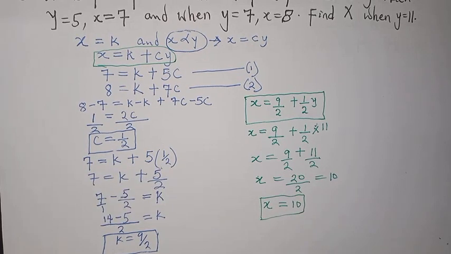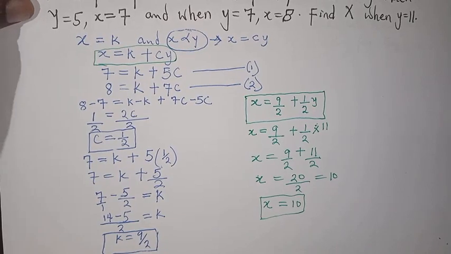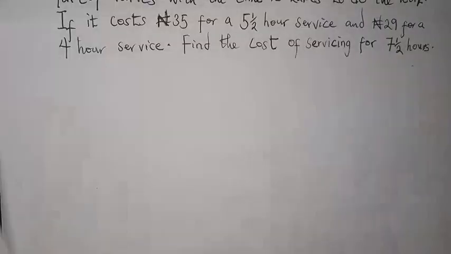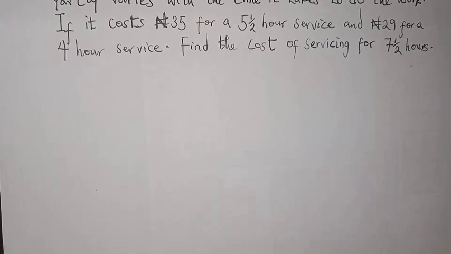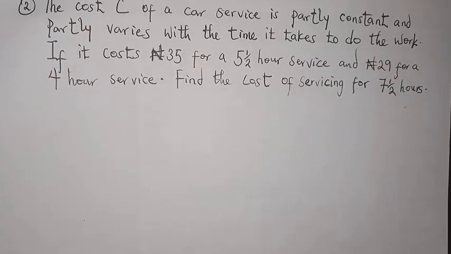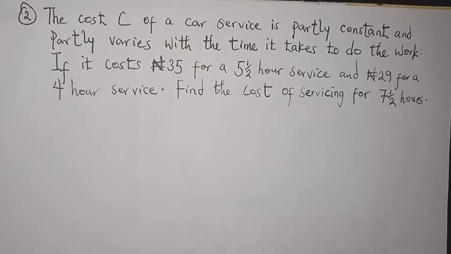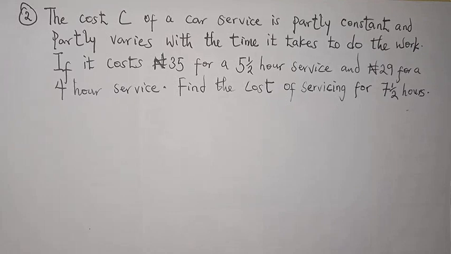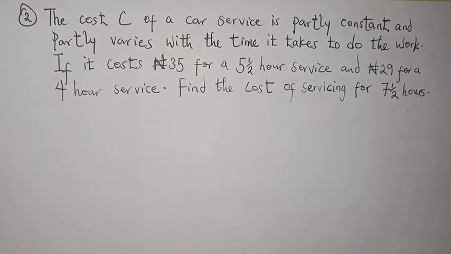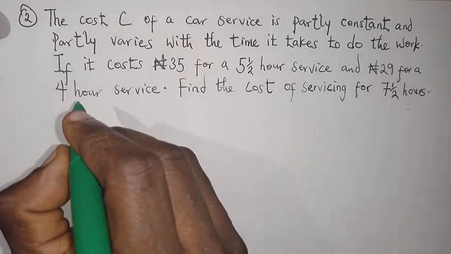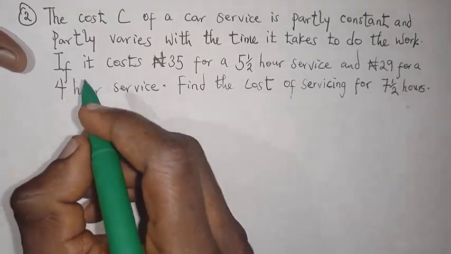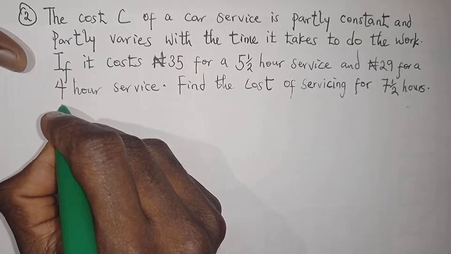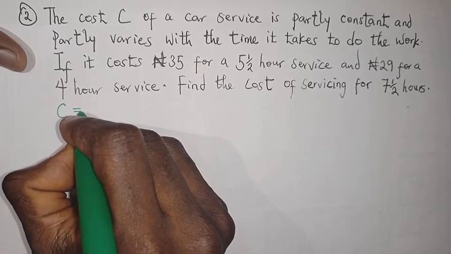So that's it. Now we're done with this first problem. We're going to look at a second problem which says the cost C of a car is partly constant and partly varies with the time it takes to do the work. So I want, of course, they've already told us that the cost C is partly constant.